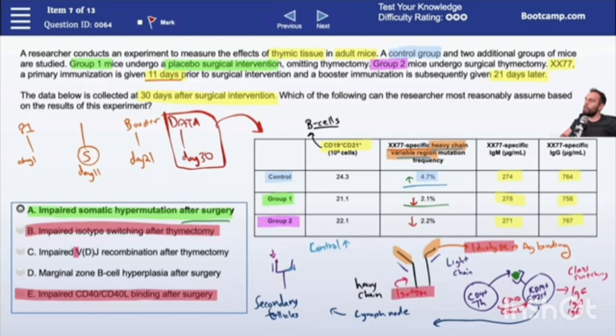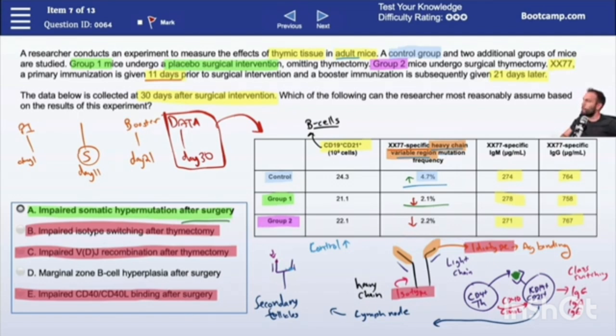Now, impaired VDJ recombination after thymectomy. Now again, VDJ recombination is going to usually happen much earlier on. We're talking about adult mice here, right? And so it seems pretty unlikely that this would be the most appropriate answer, because again, this is happening a lot earlier on, and we really don't have anything here to suggest that we have impaired VDJ recombination. There's clearly a better answer with somatic hypermutation.